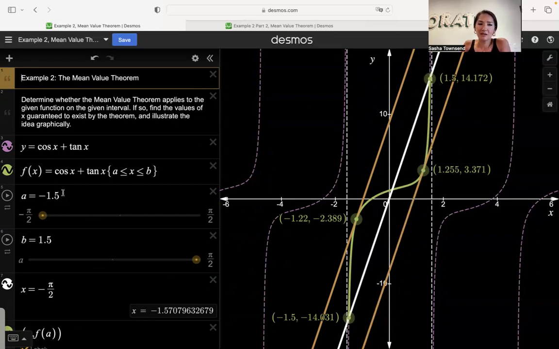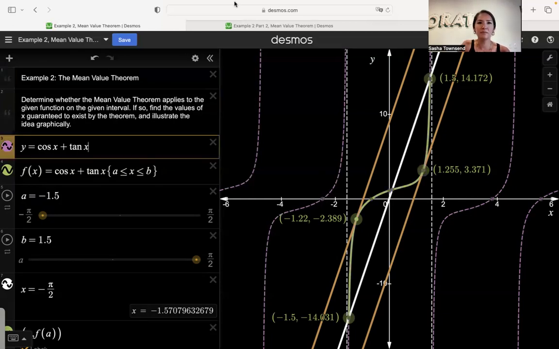But if we change that interval so that it does not include any odd multiple of pi over 2, then we're good to go. As long as we are between odd multiples of pi over 2, we're going to be on a single branch of that cosine of x plus tangent of x function. And as long as we're on a single branch, that function is continuous, it's differentiable, and therefore the mean value theorem applies, which means there's at least one x value where the instantaneous rate of change is equal to the average rate of change on the interval.